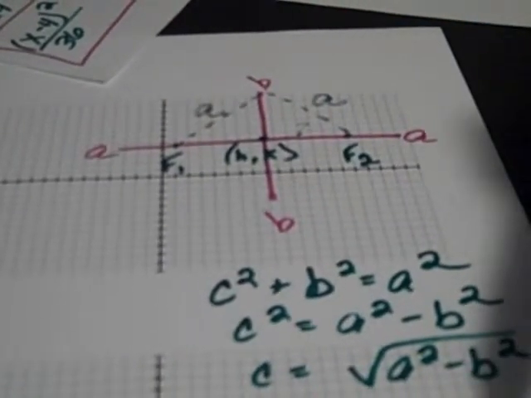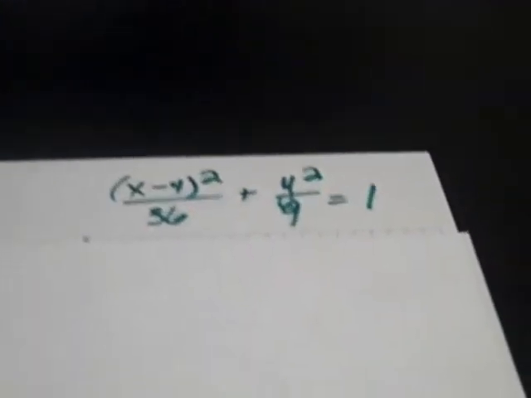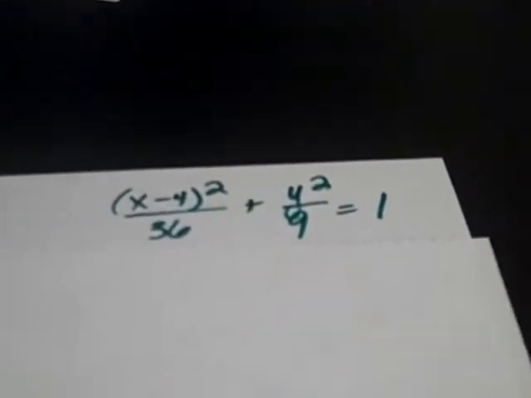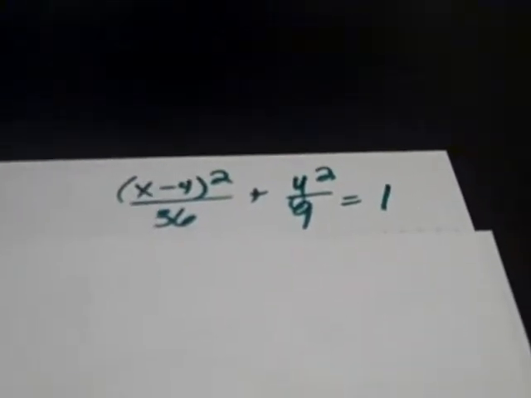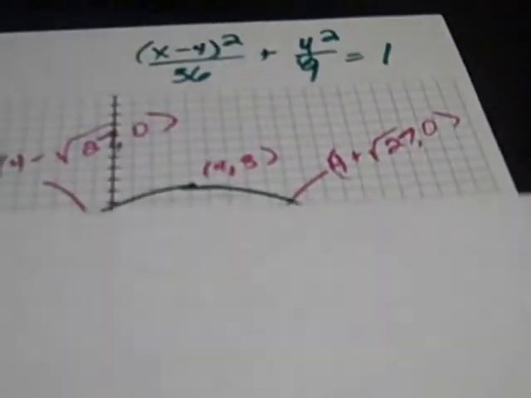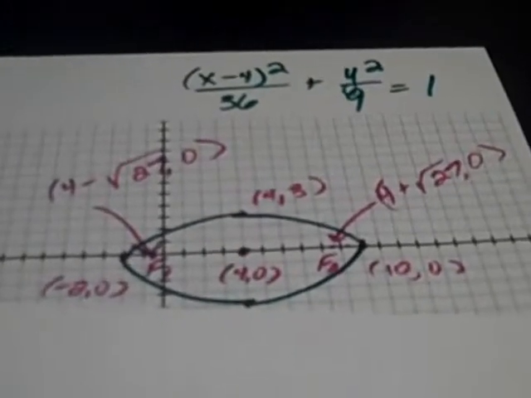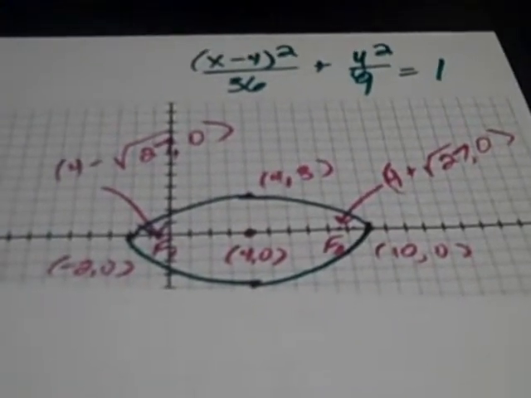So with that, let's take it back to the example we were doing before, and we can close out on this part of the conversation. All right, folks, we're in the home stretch here. We've already graphed (x minus 4) squared over 36 plus y squared over 9 equals 1. We found the center. We found the north, south, east, and west points. What we need to do is find the foci.